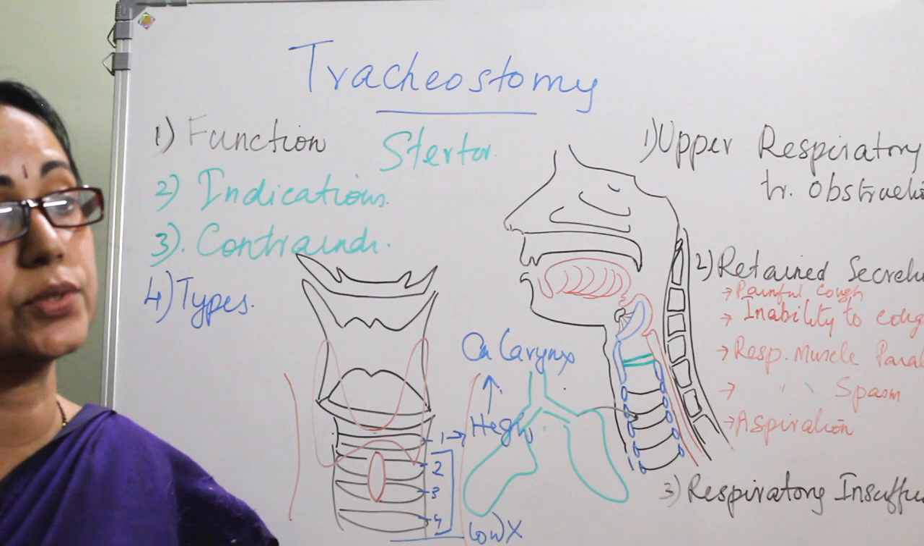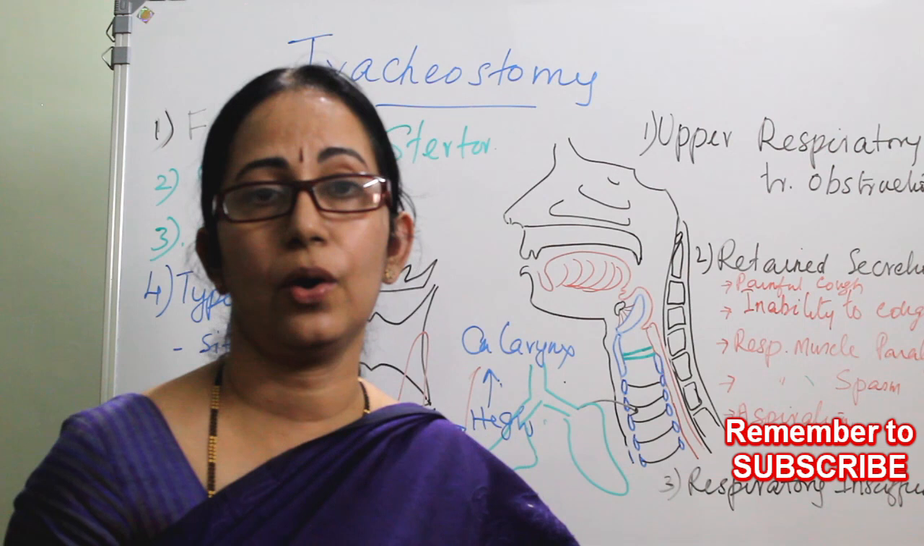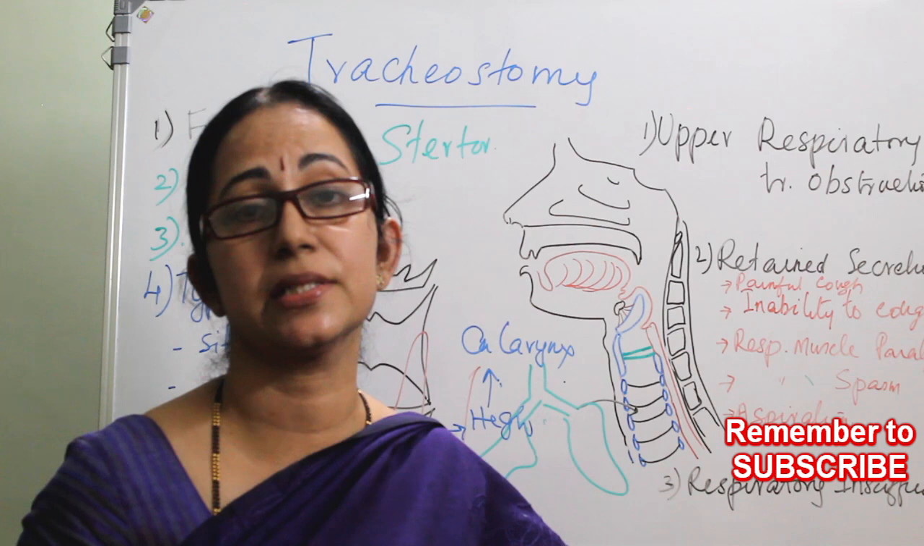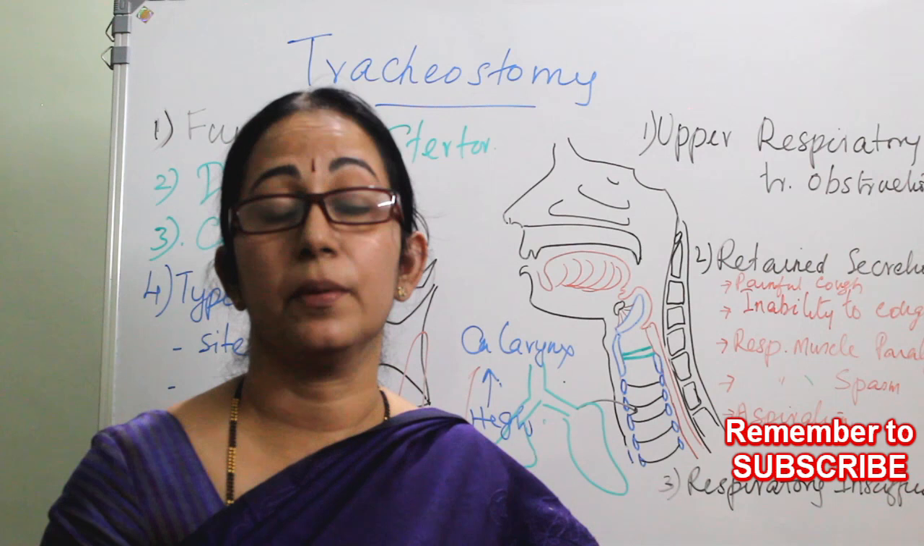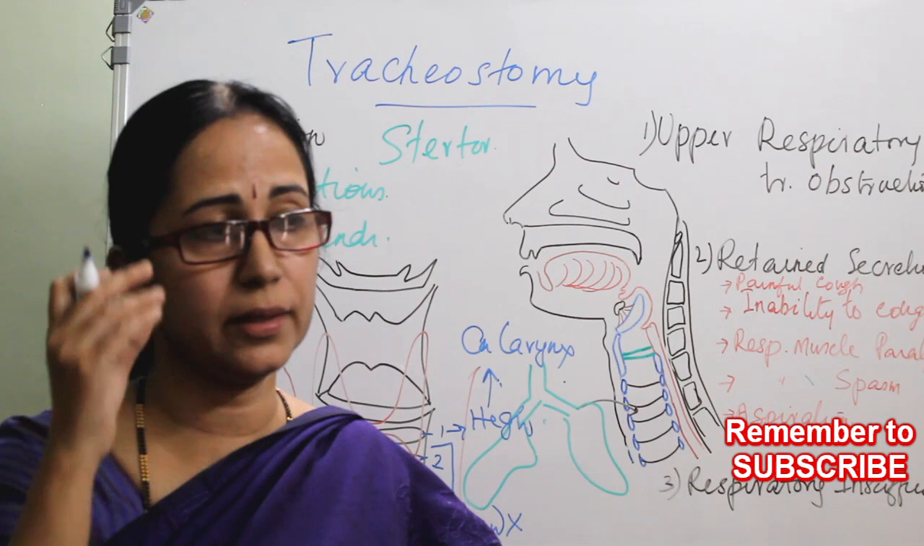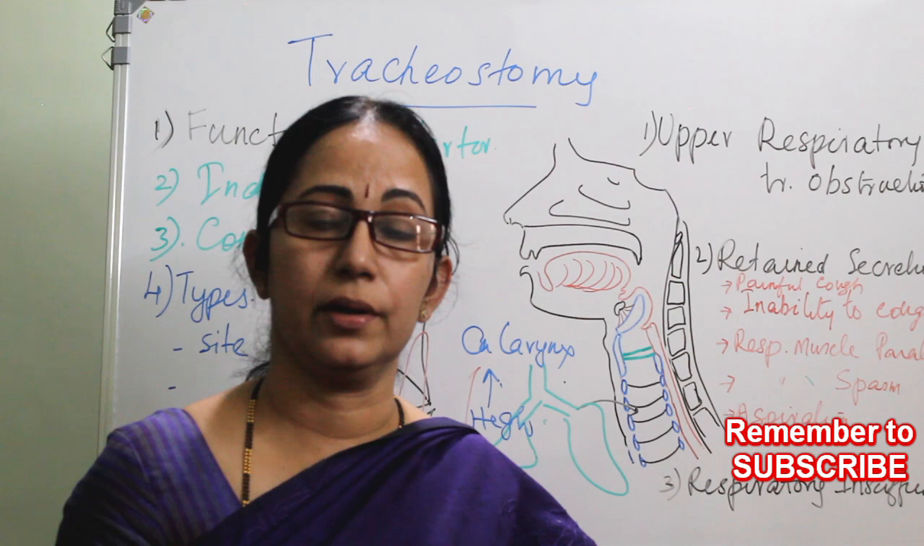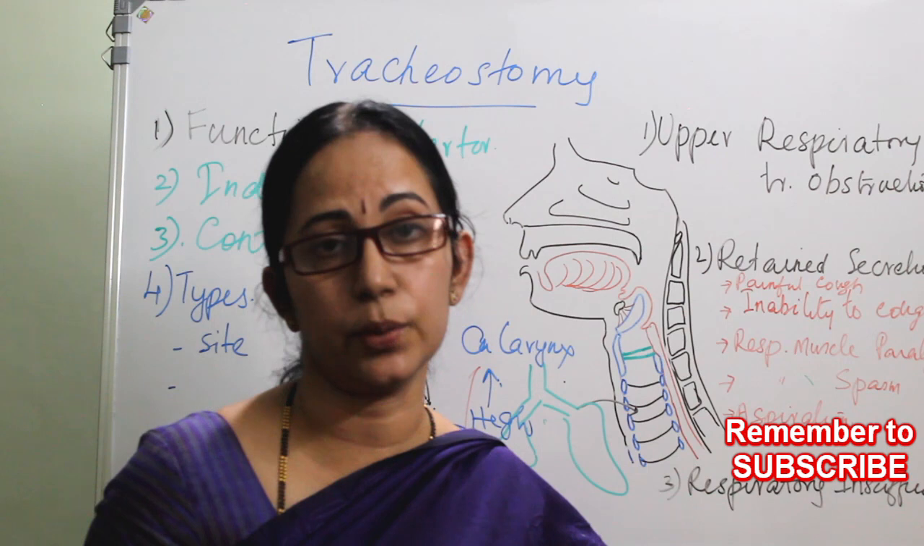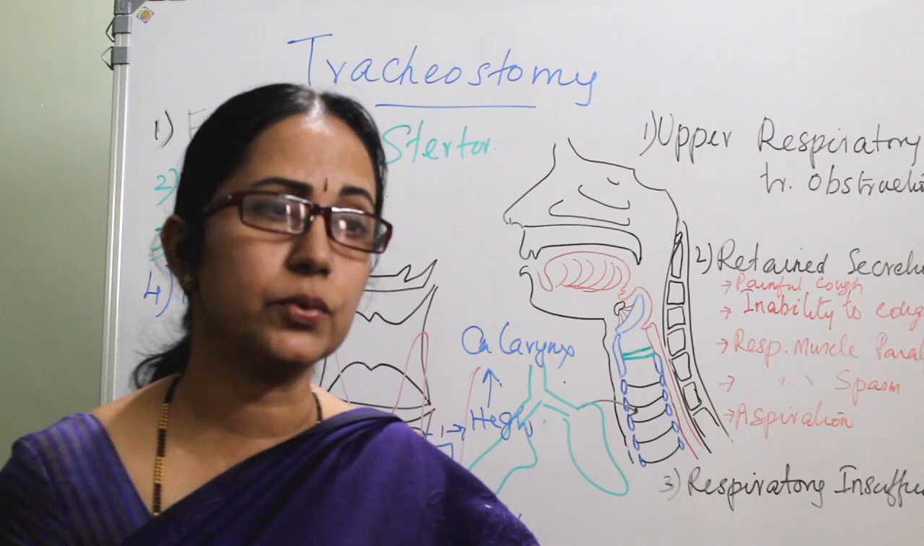According to the indication or the need of tracheostomy, we can divide it into emergency and elective. Emergency tracheostomy is needed mainly for an upper respiratory obstruction where the patient is in severe stridor. In elective tracheostomy, we plan to do the tracheostomy in cases where we are anticipating a respiratory obstruction later on. Also, if we are planning for IPPV prolonged for more than 72 hours, it is better to go for an elective tracheostomy than an endotracheal intubation. The tracheostomy can be permanent or temporary. In most cases, it is a temporary tracheostomy.